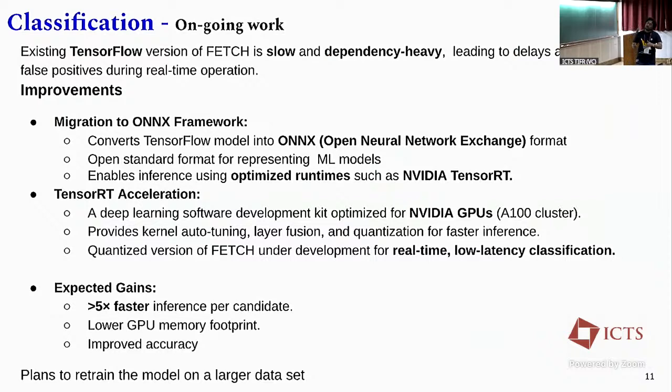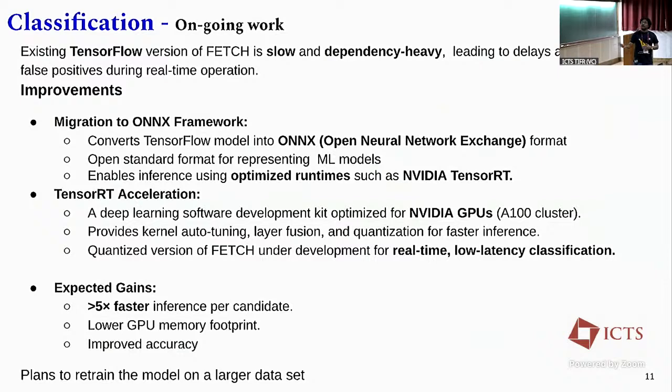Now ONNX is an open standard format for representing machine learning models. It also helps us to use other runtimes such as TensorRT, which is quite optimized for NVIDIA GPUs. So we will be using TensorRT acceleration. We are using A100 GPUs in our cluster, and for this, TensorRT is quite optimized.